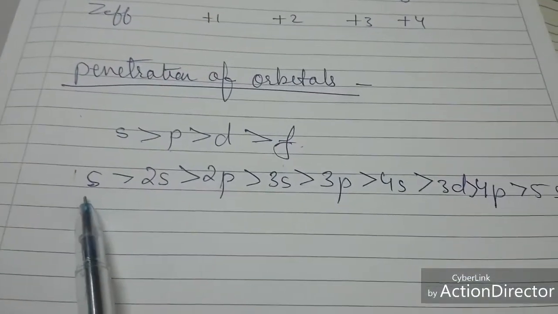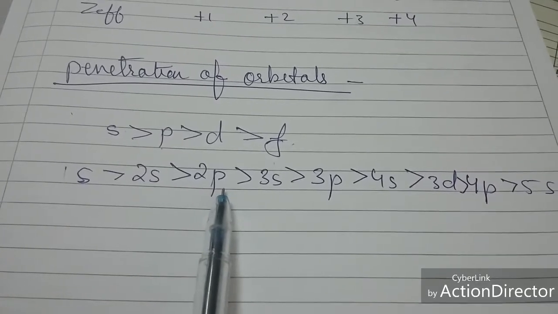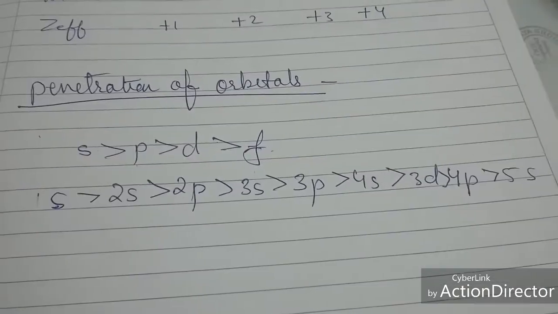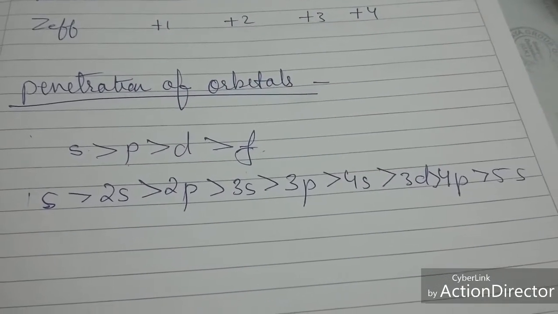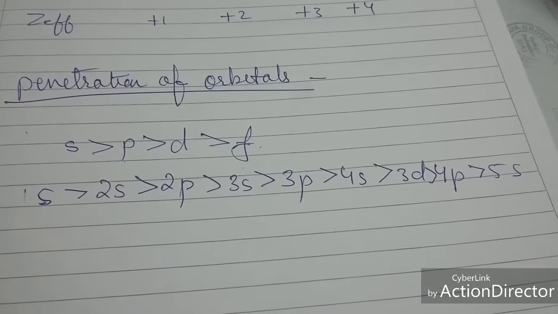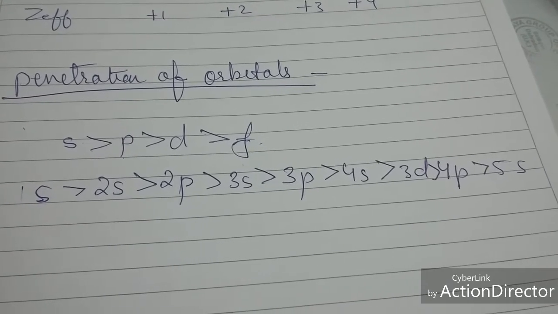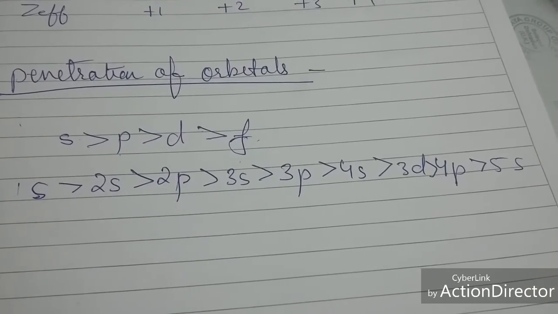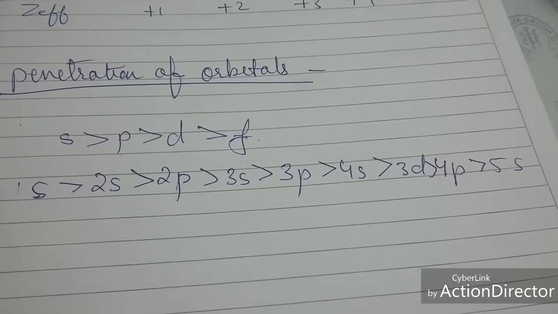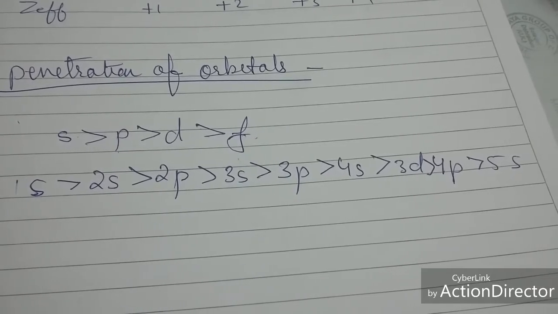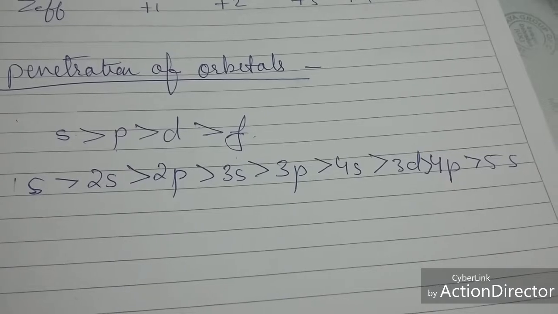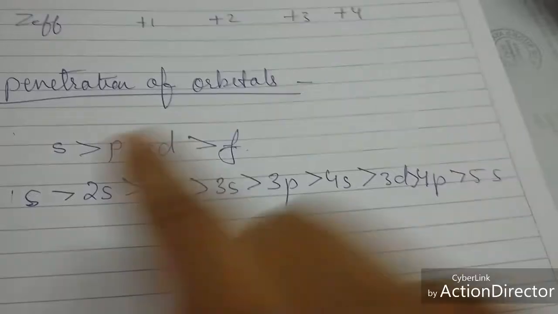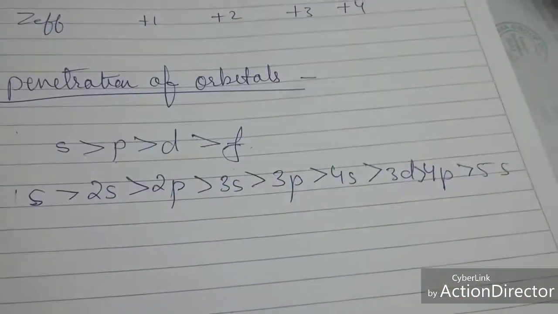It will follow the trend: 1s will have greater penetration than 2s, that will be greater than 2p, then 3s, 3p and so on. If you see the size of the orbital, it increases with increase in the principal quantum number. So the attraction of the nucleus is weaker with increase in size, and the energy associated with the orbital will be higher, making it less stable. Apart from that, within each shell, due to increase in the value of l, the electron will be less penetrating. So the availability of electron density near the nucleus will be of the order s, p, d and f.